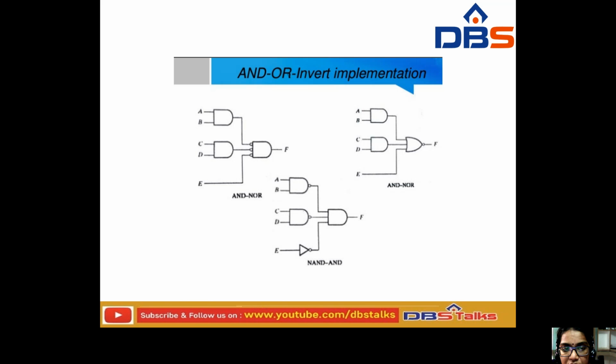This is one circuit. This is another one. By using the AND and NAND gates here, this is an AND gate and this is a NOR gate, and these two are NAND gates. This is a NOT gate and this is an AND gate. Okay, this is the AND-OR-invert implementation.